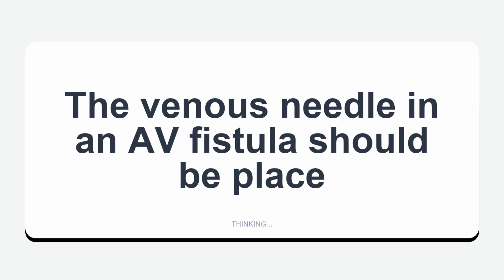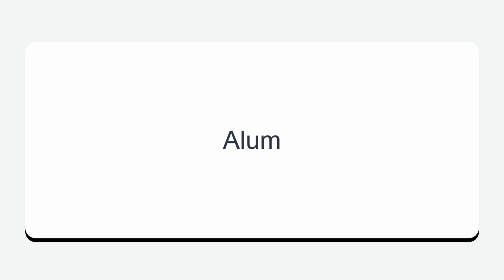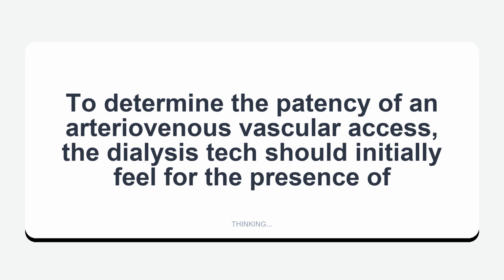The venous needle in an AV fistula should be placed antegrade. A substance that may be added to municipal drinking water to make it clearer is alum. To determine the patency of an arteriovenous vascular access, the dialysis tech should initially feel for the presence of a thrill.